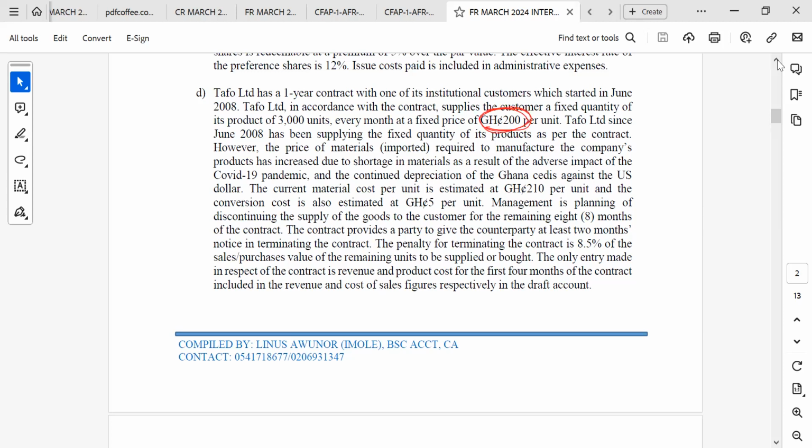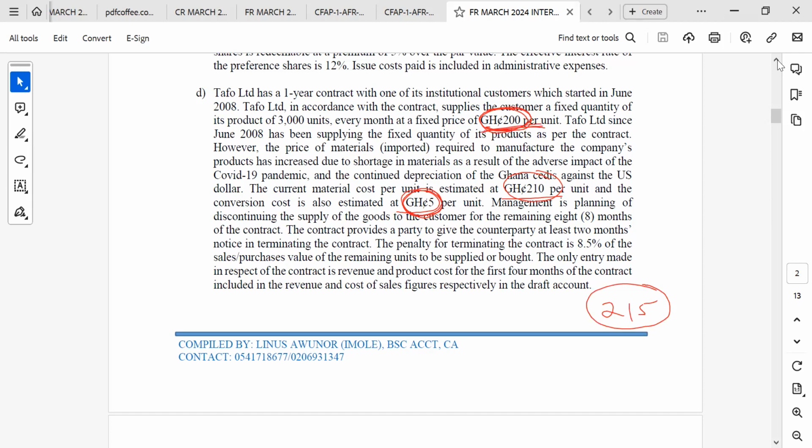But before we can supply the product to them, we have to buy the raw material for the product at 210. And we also have to incur a conversion cost, which can be labor cost and other costs, to be able to produce the item. So in total, we are incurring a cost of 215 for an item that we are selling at 200.